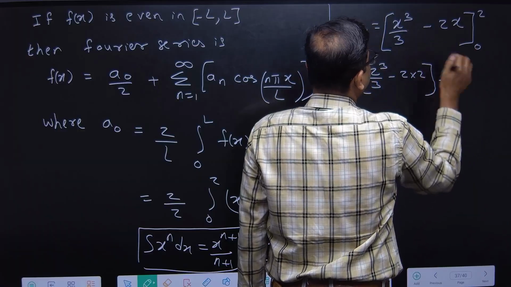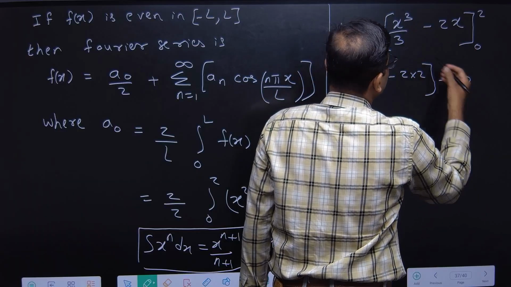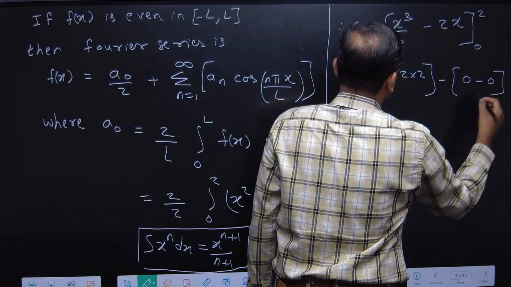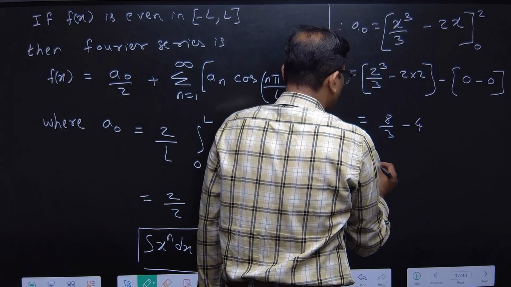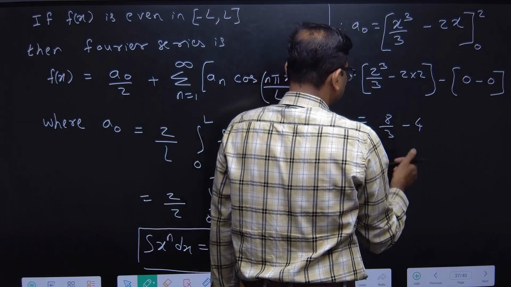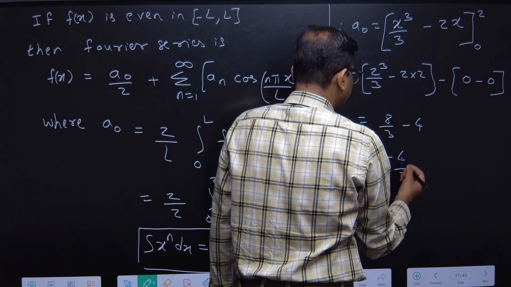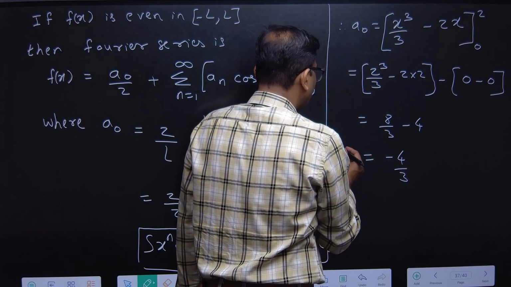If you put the lower limit in place of x, 0 cube is 0, 0 upon 3 will be 0, 2 into 0 will be 0. It will be 8 by 3 minus 4. So 3 4 is 12. 8 minus 12 will be minus 4. So you'll get minus 4 by 3 as the value of a0.